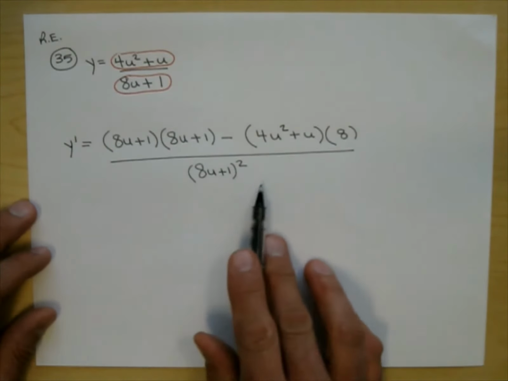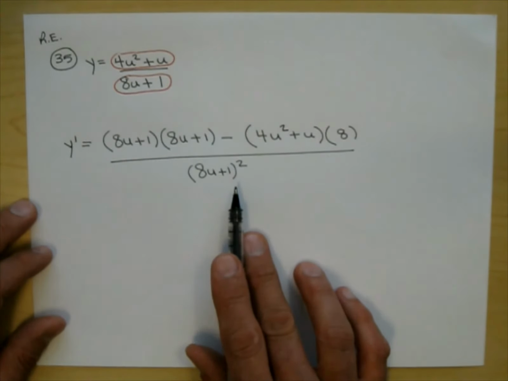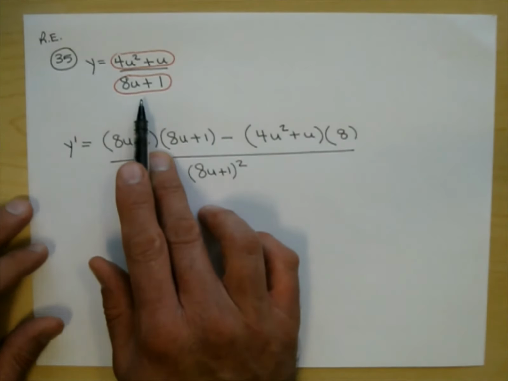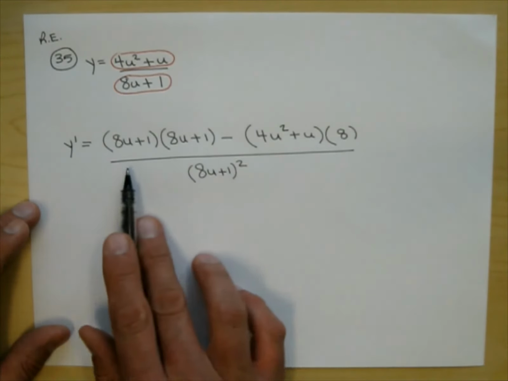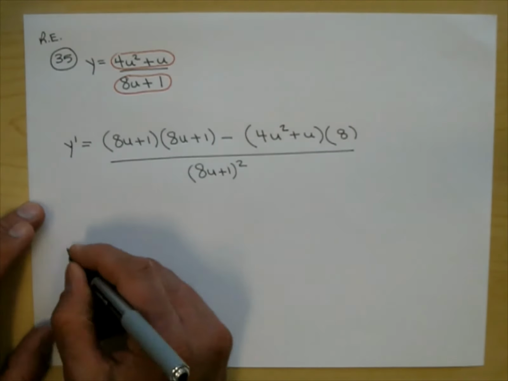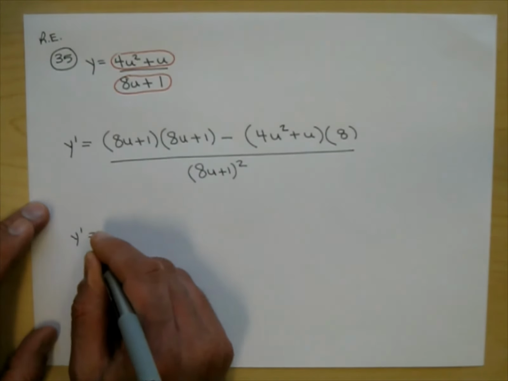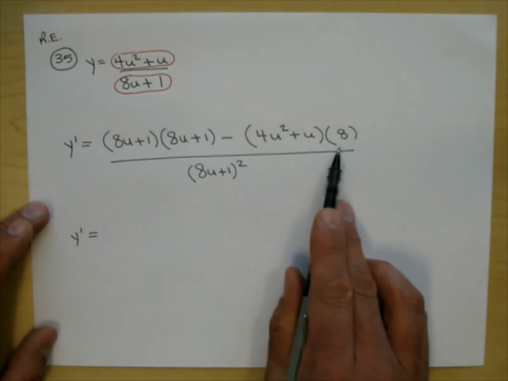So if you think life is bad when you're doing this, just think back to the definition of the derivative. If you had to do the difference quotient, I mean, that would just be a mess. So as bad as this is, it could be a lot worse. So we have y prime is, I'm going to go ahead and simplify the top by multiplying that all out.